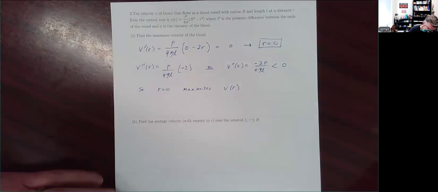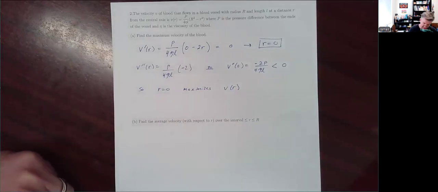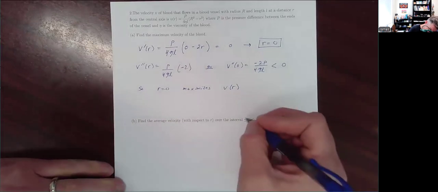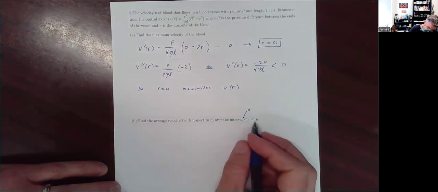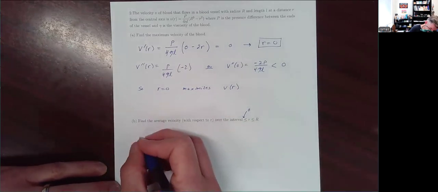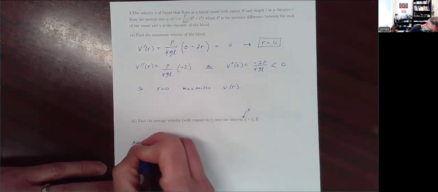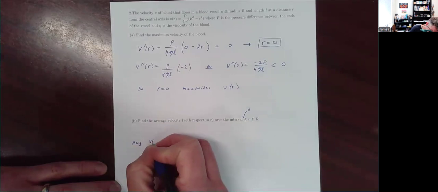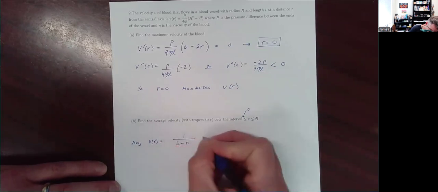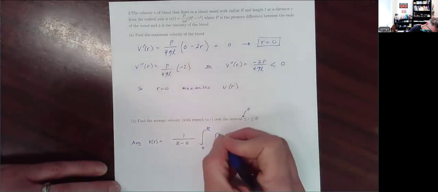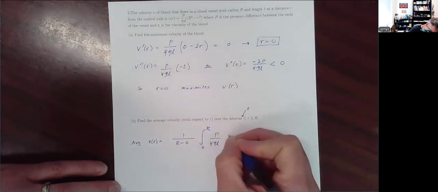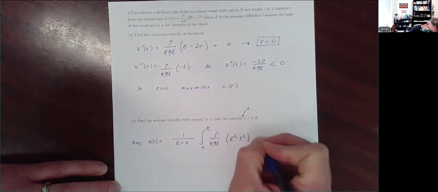Next question. Find the average velocity with respect to r over the interval. Oh, sorry, there should have been a 0 there. I apologize. I will fix that. Sorry about that. Over the interval from 0 to capital R. So that means average velocity is going to be, so the average of a function is going to be equal to 1 divided by the length of the interval times the integral over the same interval of our function. Where r is, again, the variable of interest.